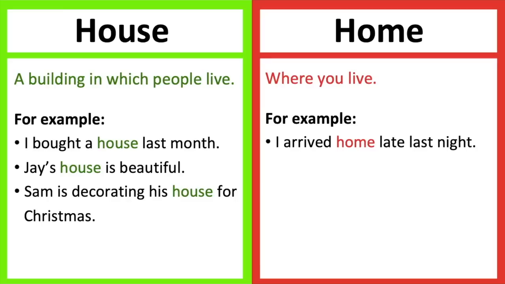So here, we don't know exactly what type of home it is. We don't know if it's a house, an apartment, or a caravan, but it's a place that the person has an emotional connection to and where they go to at the end of the day, their home. Another example is, Amber is at home now.